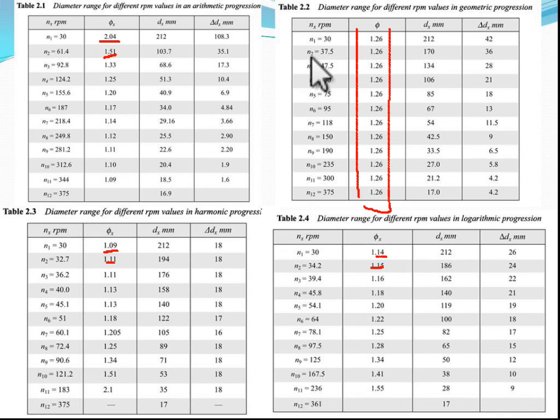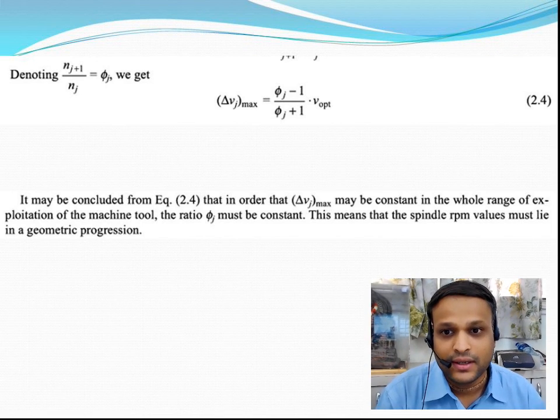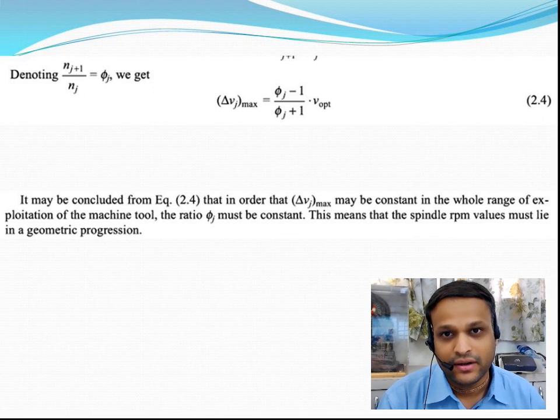That means n2 is phi times n1 and n3 is phi times n2. So that is the way the geometric progression is designed. So this is how we will see that because we have a constant phi in geometric progression, we can get a constant loss of economic cutting speed over the entire speed range. Thank you.